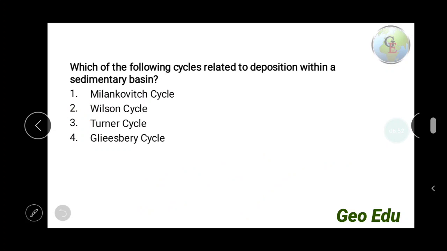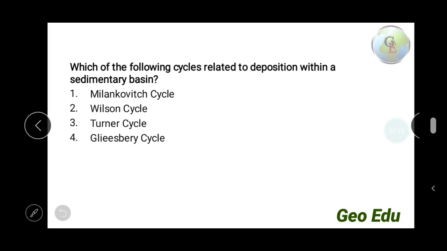Next question: which of the following cycles is related to deposition within a sedimentary basin? Option 1 is Milankovitch cycle. Option 2 is Wilson cycle. Option 3 is Turner cycle, and option 4 is Gleissberg cycle.